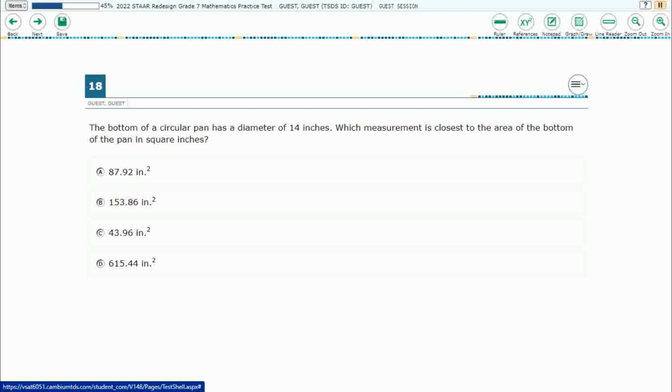So we have the bottom of a circular pan has a diameter of 14 inches, and we need to find the measurement that's closest to the area of the bottom of the pan in square inches.